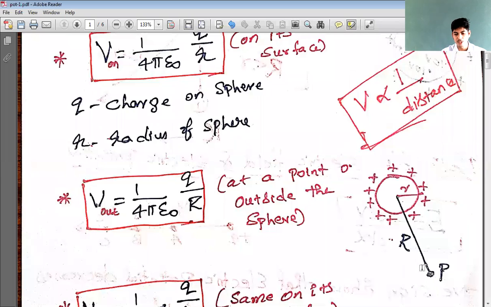Electric potential at a point outside the spherical shell. See, this is the spherical shell of radius small r. P is a point at a distance capital R from the center of the shell. Due to this charged spherical shell, electric potential at point P, which is well outside the shell, is given by V out is equals to 1 by 4 pi epsilon naught q divided by distance of that point from the center, capital R. 1 by 4 pi epsilon naught q divided by capital R. Right? This is at a point outside the sphere.